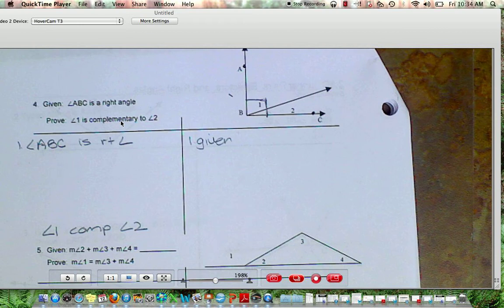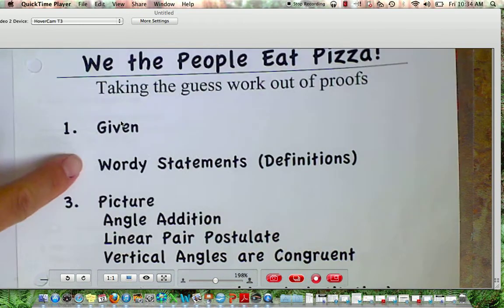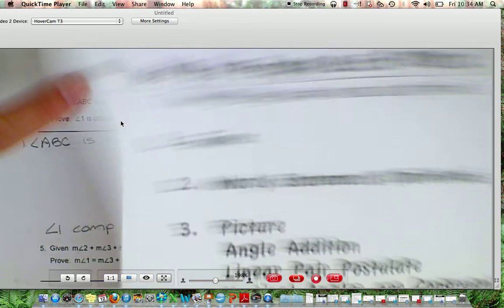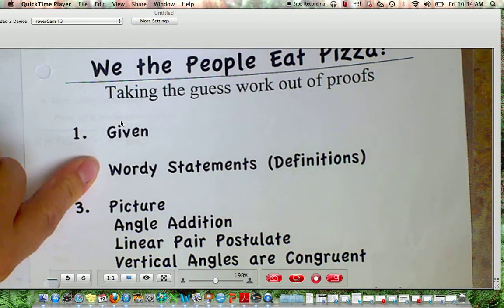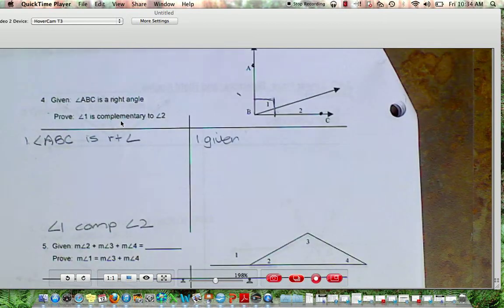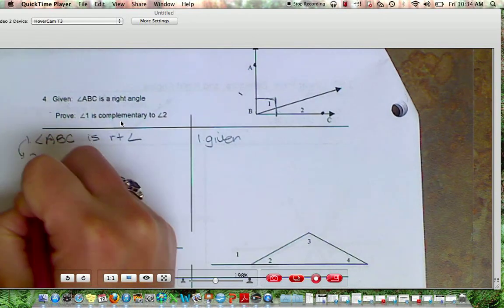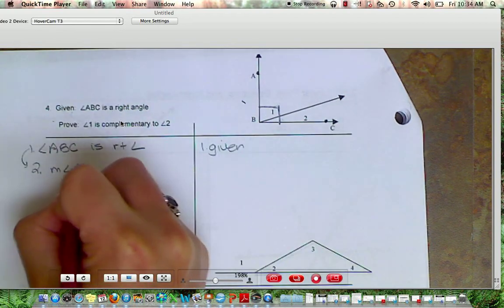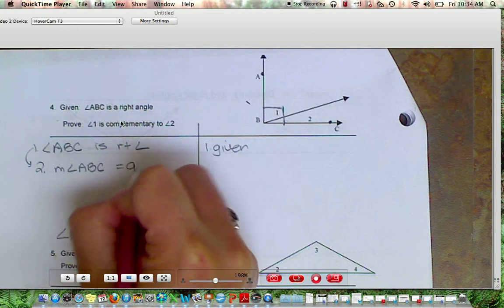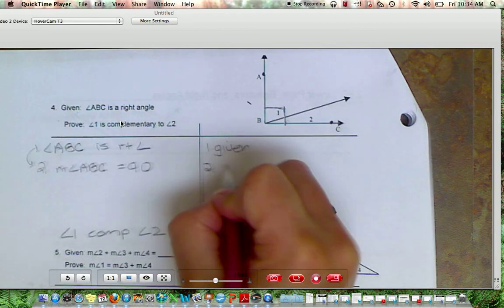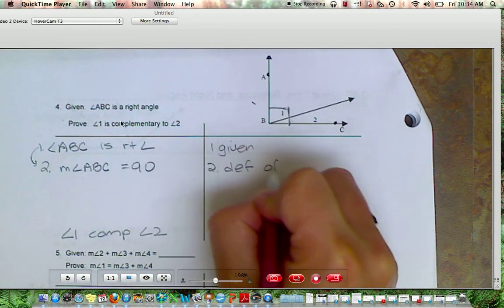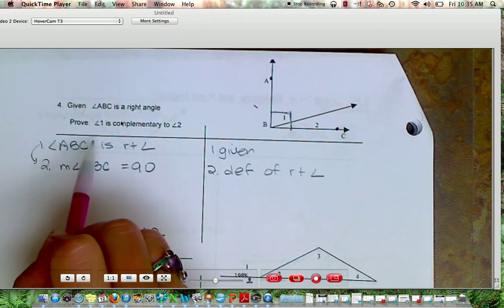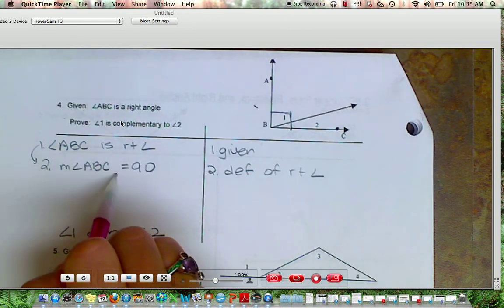We are going to do the wordy statements now. I'm sorry, we did the wordy statements. No, we're going to do the wordy statements. So we're going to use our definitions to undo these wordy statements. Now, if angle ABC is a right angle, then we know the measure of angle ABC equals 90 degrees, because that is the definition of a right angle. If it is a right angle, then it equals 90 degrees.